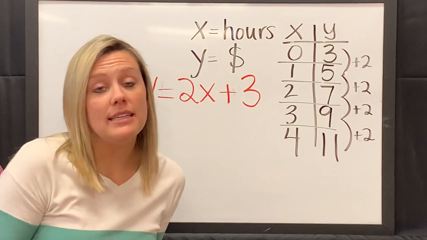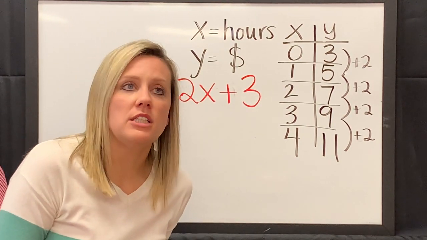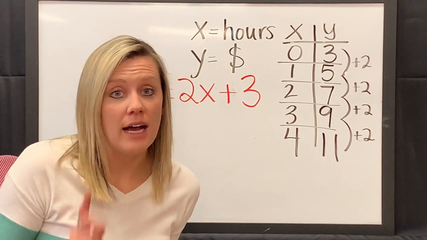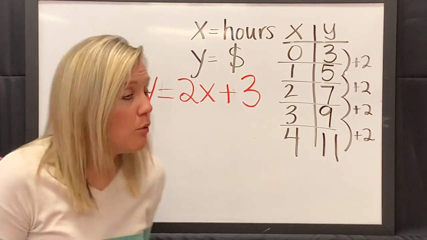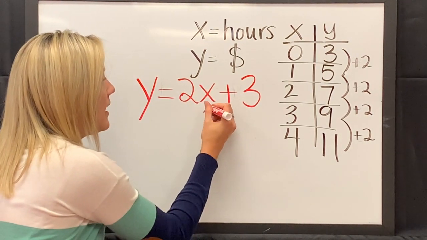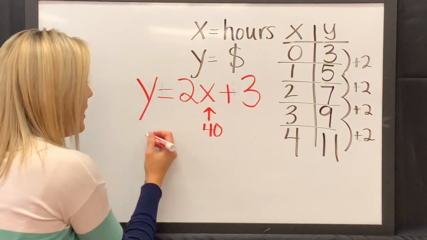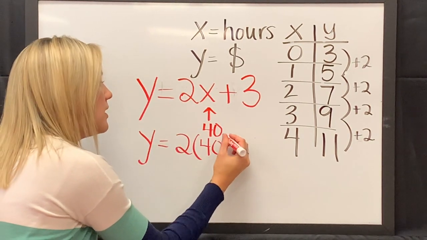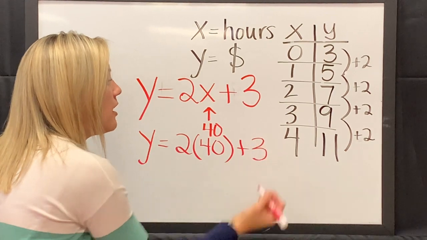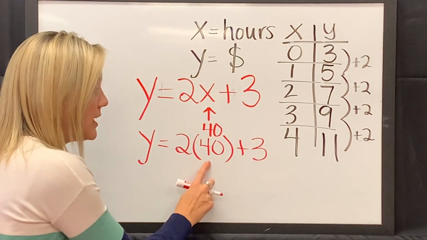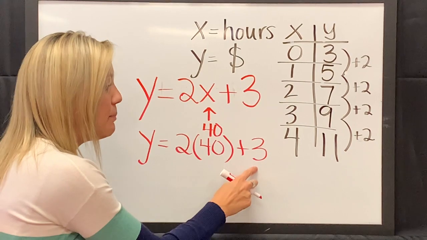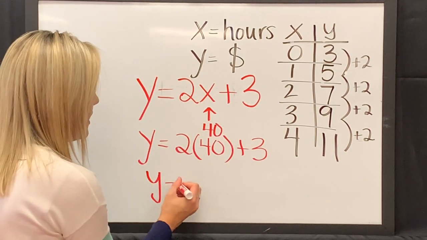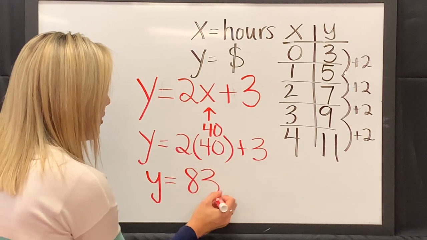Now, if I was really trying to save money, maybe I wanted to know how much money I would have after 40 hours of babysitting. I would take the number 40 hours, and I would plug it into my x, and I would have y equals 2 times 40 plus the $3 I already have. So 2 times 40 is 80, and 80 plus 3 is 83. So that means y would equal 83.